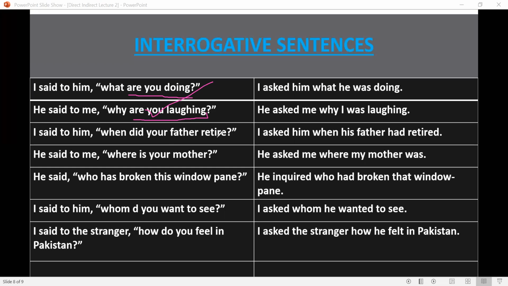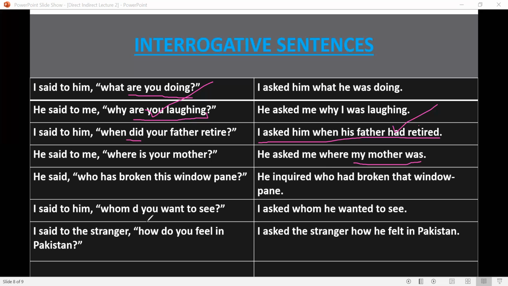I said to him, when did your father retire? Did is past indefinite. First change: your father retired. When your father retired, past indefinite, changes into past perfect. I asked him when his father had retired, past indefinite into past perfect. He said to me, where is your mother? He asked me where my mother was. Simplification of the sentence. He said, who has broken this window pane? He inquired who had broken that window pane.